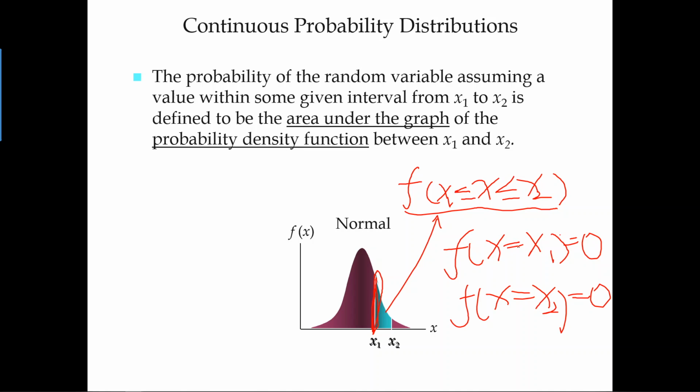Why is this so important? Because if x equal to a value is always 0, when you calculate the probability for x larger than or equal to x1 and smaller than or equal to x2, you will find it is also equal to the probability for x larger than x1 and smaller than x2, because with or without the equal sign doesn't matter, since x equal to the boundary is always 0. So whether you include the boundary or not, you won't change the probability.